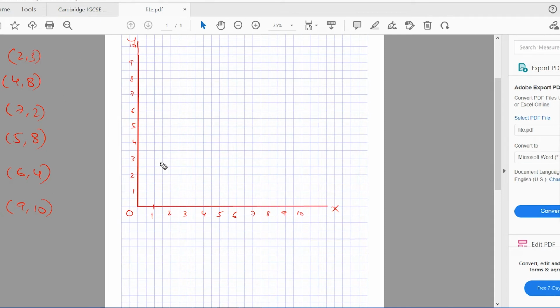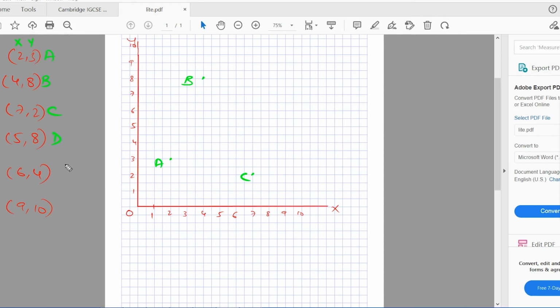First of all, 2, 3. The first number that is given to you is always the x-axis and the second one is your y-axis. So let's use this accordingly, 2 and 3. So 2 on the x-axis and 3 on the y-axis, this is your coordinate. Then 4 on the x-axis, 8 on the y-axis, this is your coordinate. 7 on the x-axis, 2 on the y-axis, this is your coordinate. So what you're making is basically your coordinates. If I say this is A, this is B, this is C, then this will be A, this will be B, and this will be C.